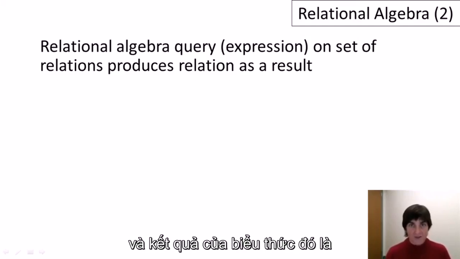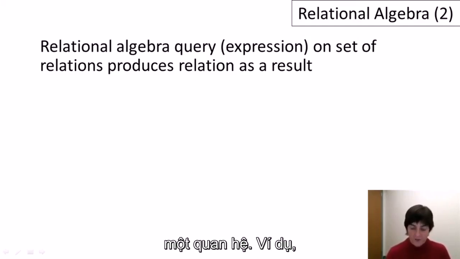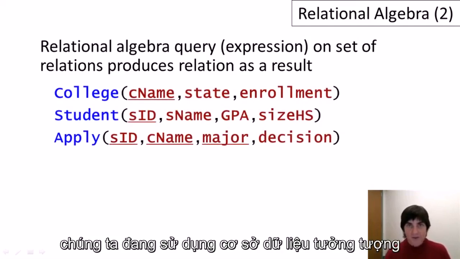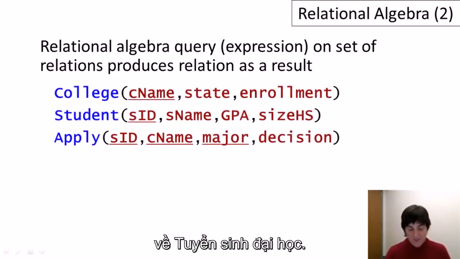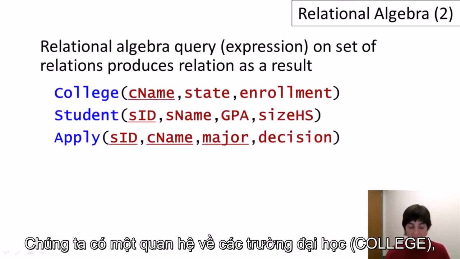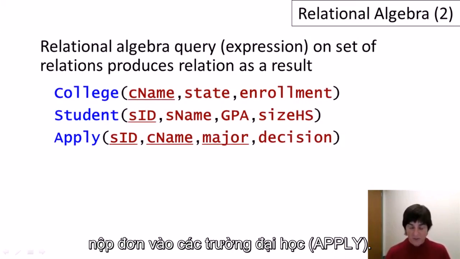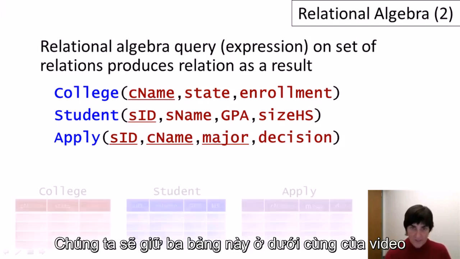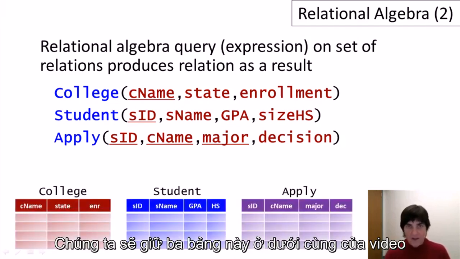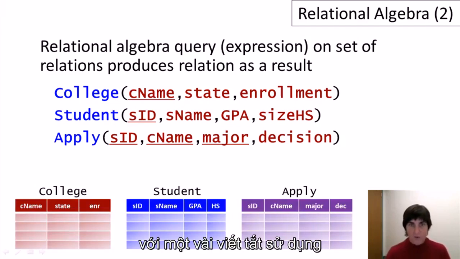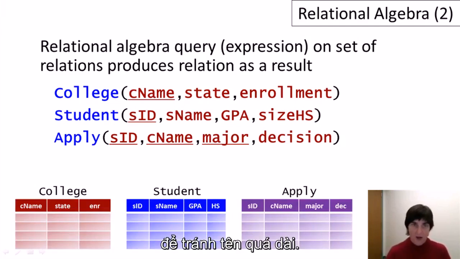Just as a reminder, we apply a relational algebra query or expression to a set of relations, and we get, as a result of that expression, a relation as our answer. For our examples, we're using an imaginary database about college admissions. We have a relation of colleges, a relation of students, and a relation with information about students applying to colleges. We'll keep at the bottom of the video these three depictions of those relations with a few abbreviations used so that names aren't too long.